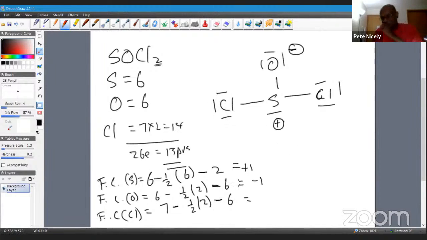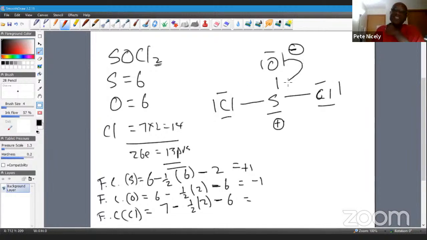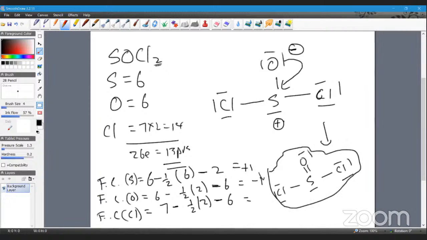So what do you think the next step is? To move the oxygen. Move the pair of electrons from the oxygen down here. This negative charge will cancel out this plus charge. So the final answer is going to be Cl bonded to S, double bond O, bonded to Cl. So this here will be the final answer.